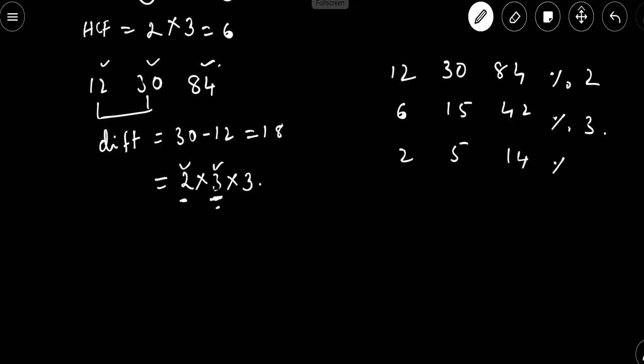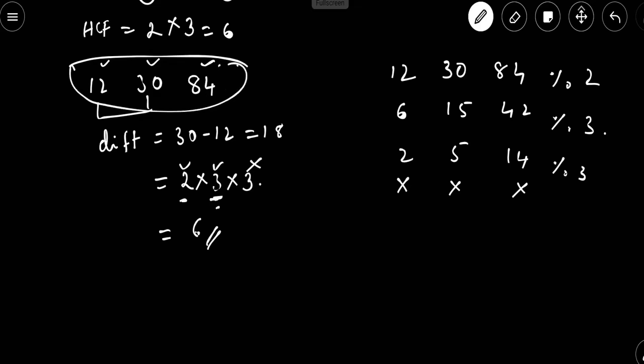Next, this one, I have to check if it is divisible by 3 or not. So 3, it is not divisible here. This is also not divisible. This is also not divisible. So this number I cannot take. So what is the HCF here? 2 3s are 6. Now this is the easiest trick to find out the HCF of these three numbers.